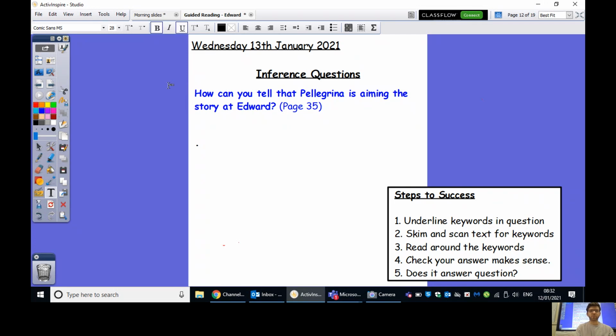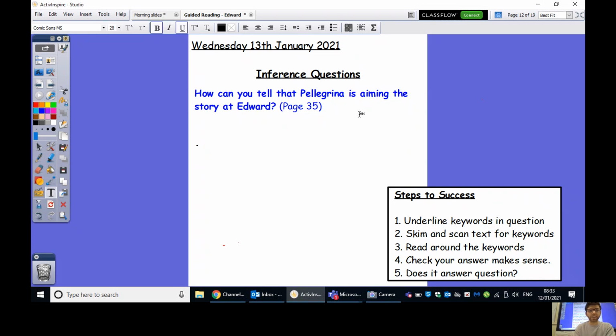Hopefully we're all getting the inference questions are questions that you've got to do a bit of deducing, a bit of detective work to find the answer. The answer may not be there in the text, but there will be little clues. So you've got to use your knowledge of the story to come up with an answer using your inference. So how can you tell that Pellegrina is aiming the story at Edward?